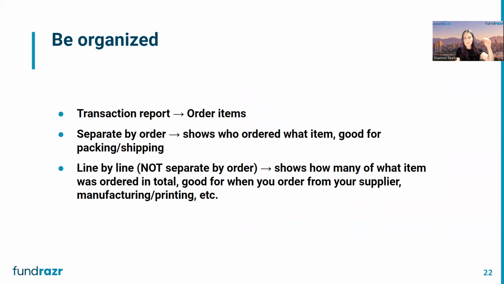But if you want a line by line form by what the product is, so I have this many of this product ordered, I have this many of this product ordered. So it's not separate by each supporter's order. This is better for when you are ordering from your supplier or manufacturing or printing, because that one will tell you how many of each product you have ordered total. So we tried to give you a couple of different ways to make your fulfillment a little bit easier on you.